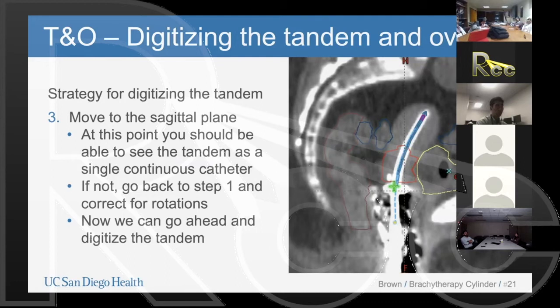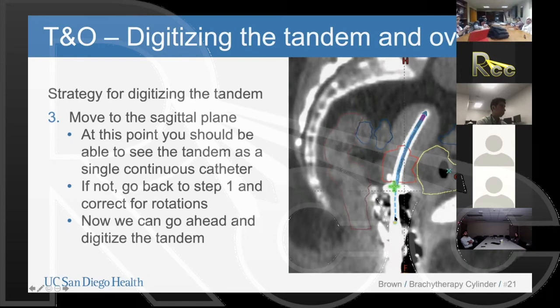And that's where I want to be when I'm going to digitize, because that's where the sources are going to go. If everything looks good here, then I am going to take my digitization tool and I'm going to say, okay, here's the tip of the tandem. And then I'm going to put points all the way down the tandem to describe in the treatment planning system the possible locations of any sources in the tandem.